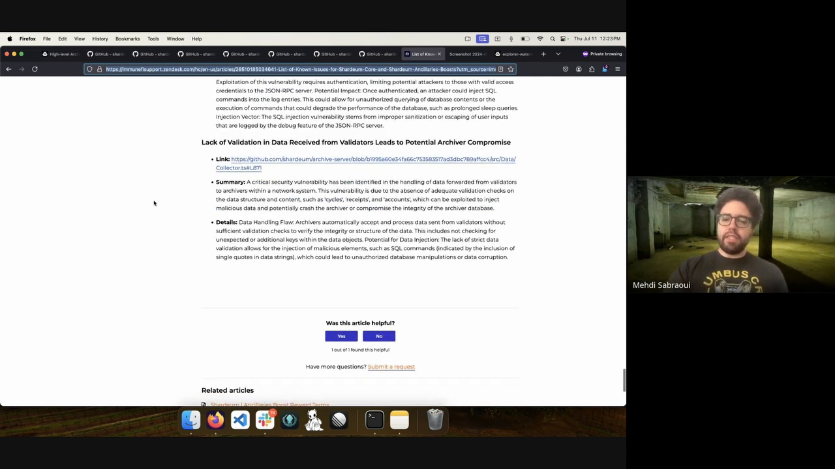Let's see, lack of validation of received data from validators leads to substantial archiver compromise. Okay, so this is another trust issue with the archiver network. Yeah, this is part of the reason why we put it in this boost instead of the Web3 boost, is that the archiver is very much Web2. There's a lot of trust in the archiver. We would like it to be trustless, but it is going to be launching mainnet with all of this trust. So if you can violate this trust in any way, that's probably going to be a payout.